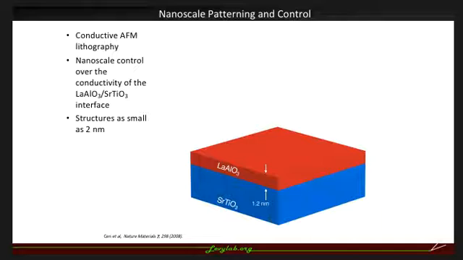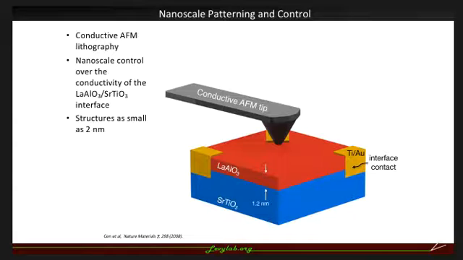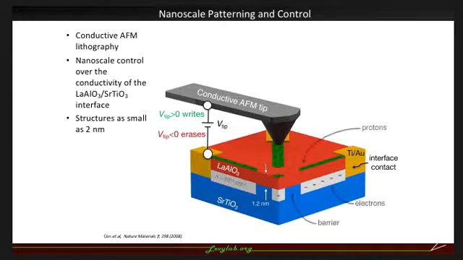So we start with 3-unit cell LAO STO, so the interface is naturally insulating. And then we can etch away the top surface and deposit titanium gold to make contact to the interface of the material. And then if we bring a conductive AFM tip in contact with the surface of the material and apply a positive voltage and then move it across the surface, we can deposit protons on the surface, which will attract electrons to the interface and essentially create conducting channels or nanowires at the interface of the material. And these nanowires can be as small as 2 nanometers.